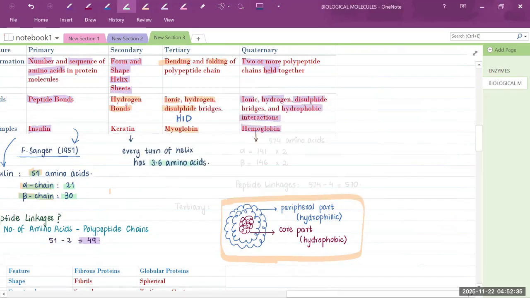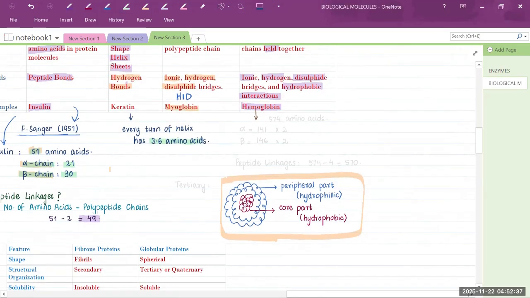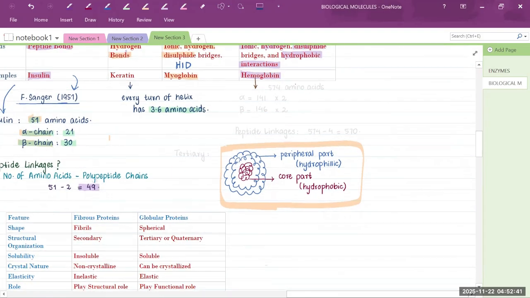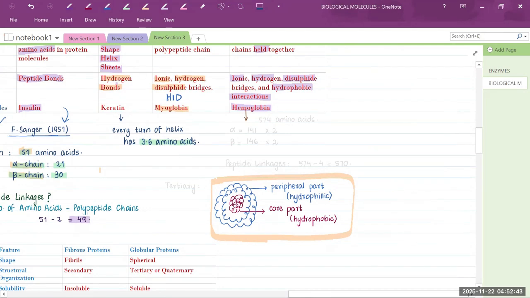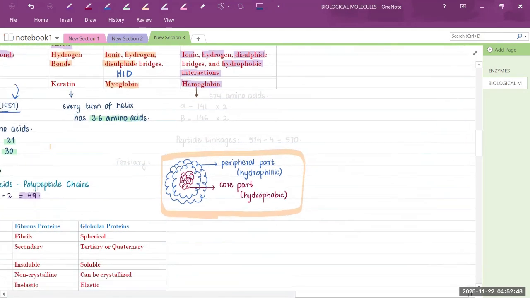Also, you have to remember that the beta pleated sheets are more stable than the alpha helix. I have not written this down, but you guys can write it down, okay? Also, this will create some congestion here, so you guys can write it down: beta pleated sheets are usually more stable than the alpha helixes.